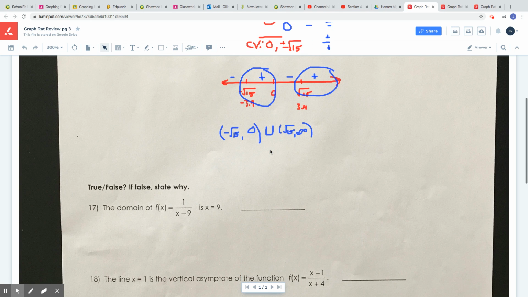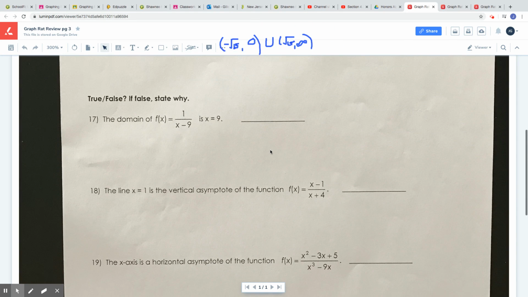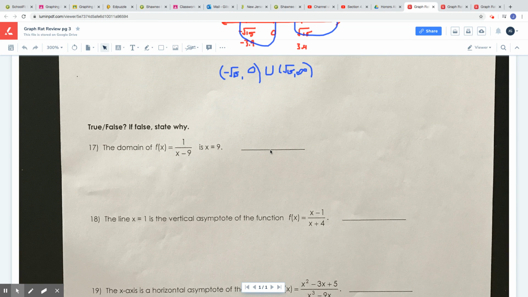Now, last two problems. We have 17 and 19. They're true and false. So the domain of f of x equals 1 over x minus 9 is x equals 9. Is that the correct answer? Is it true or false? No, this is false. Why? Because it's everything but 9. The only thing that it can't be is 9.